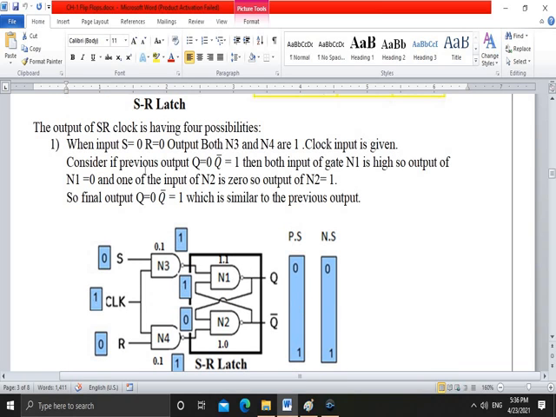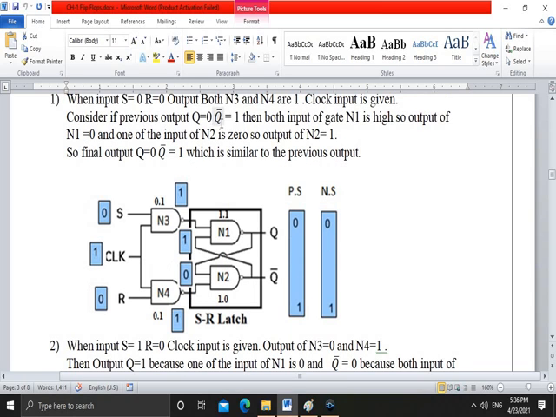Consider the previous output Q equal to 0 and Q bar equal to 1. This is our assumption. So the assumed output 0 is coming here, to the second input of N2, and Q bar equal to 1 is coming here. So the N1 input is 1 1. 1.1 is 1, complement 0, and 0.1 is 0, complement 1. So we have found the next state.